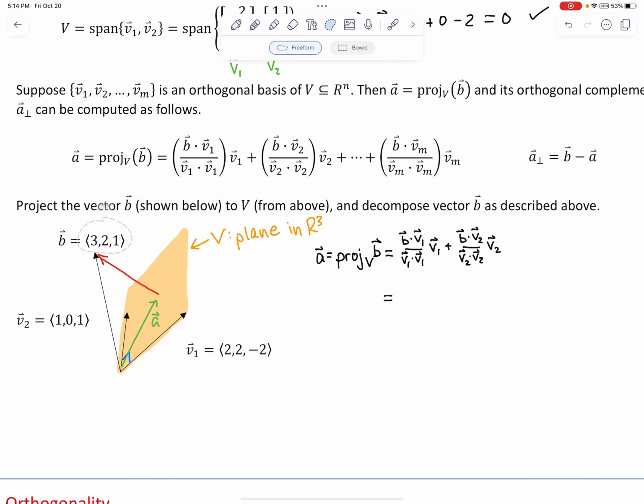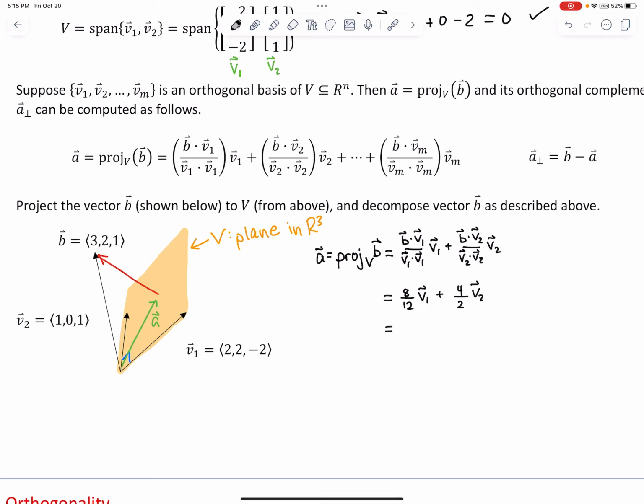We're going to dot product vector B with vector v1. That will give us 6 plus 4 minus 2, or 8, divided by the dot of vector v1 with itself, which will be 4 plus 4 plus 4, which is 12. And then we'll multiply this by vector 1, plus, now let's do the other dot products, dot B with vector 2. That'll give us 3 plus 0 plus 1, so it'll give us 4 in the numerator. And then v2 dotted with itself will be 1 plus 1, or just 2. And we'll multiply that by vector 2.